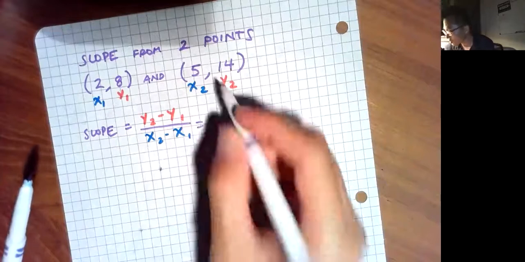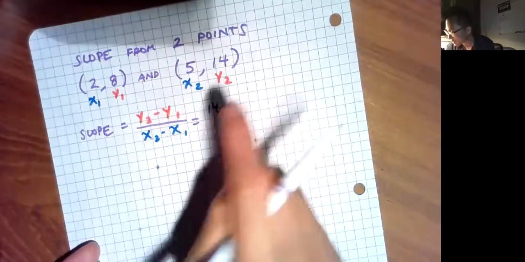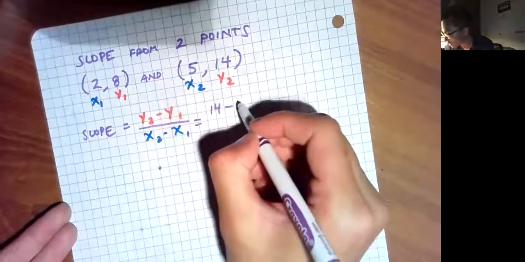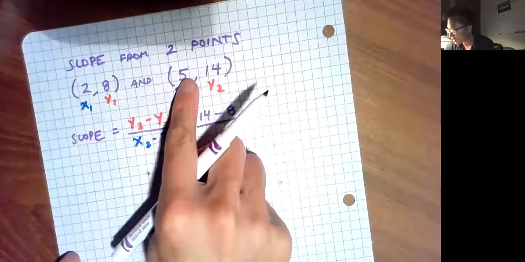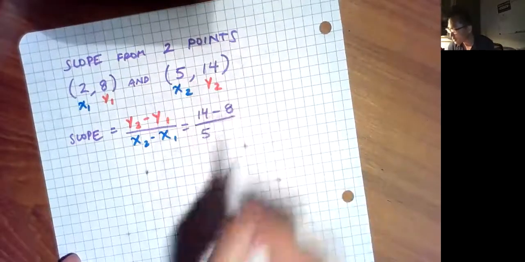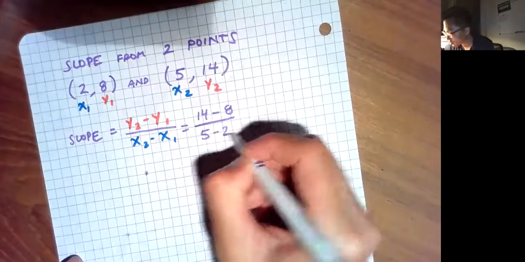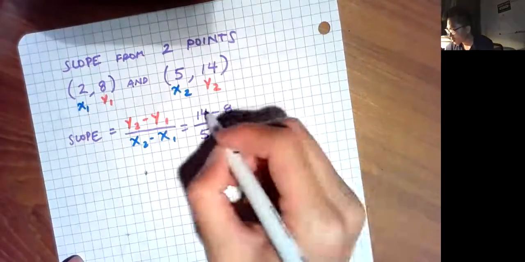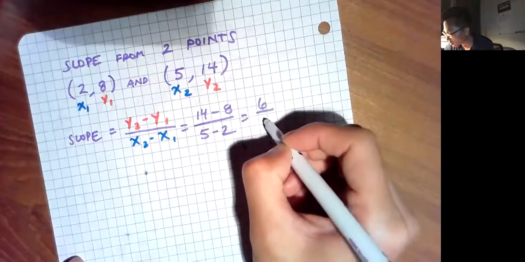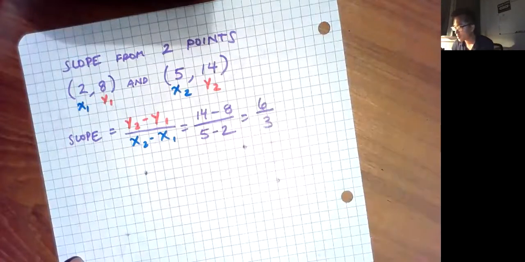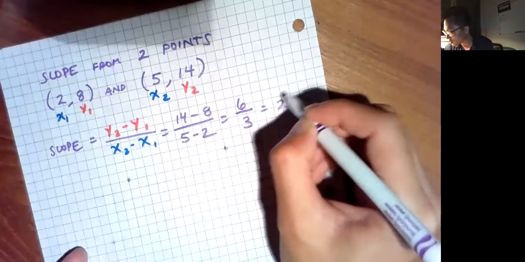What is this equal to? So y2, that's the second y value, that's 14, minus the first y value, that was 8. x2 is the second x value, that's 5. x1 is 2, just like that. 14 minus 8 is 6. 5 minus 2 is 3. 6 over 3, that can be simplified. My slope is 2.